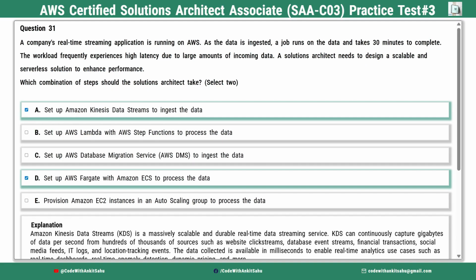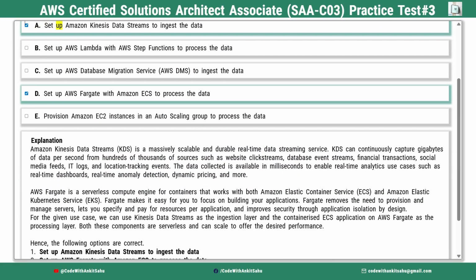Correct answer. Option A. Set up Amazon Kinesis data streams to ingest the data. Option D. Set up AWS Fargate with Amazon ECS to process the data.